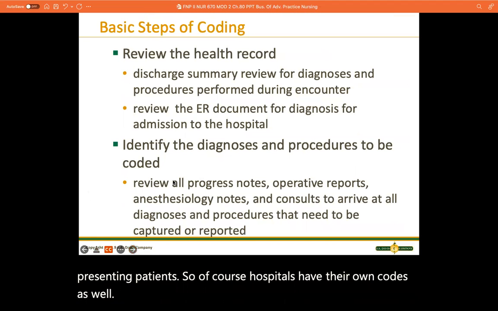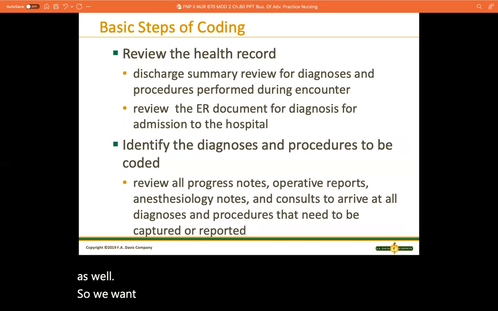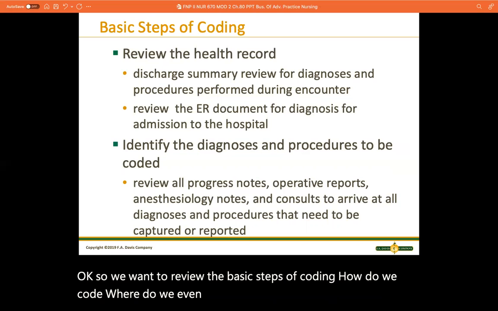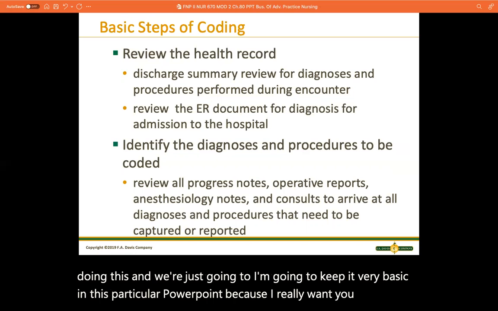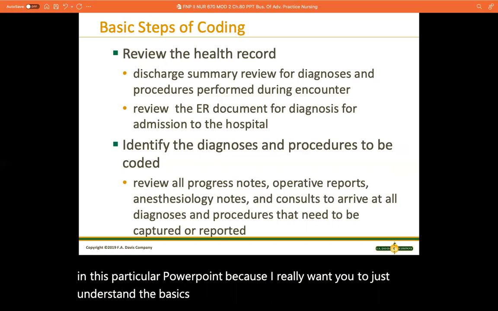Okay, so we want to review the basic steps of coding. How do we code? Where do we even start? There again is a structured way of doing this, and I'm going to keep it very basic in this particular PowerPoint because I really want you to just understand the basics of why we're doing it and how to basically do it.